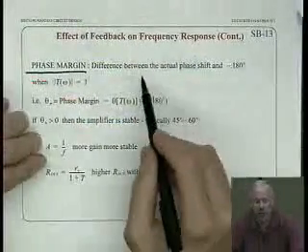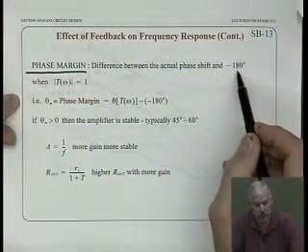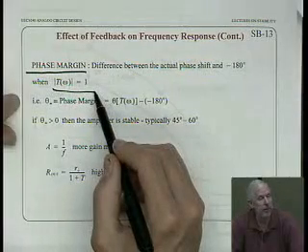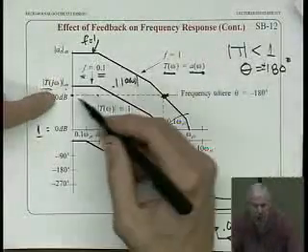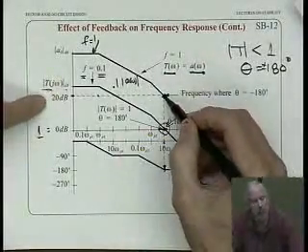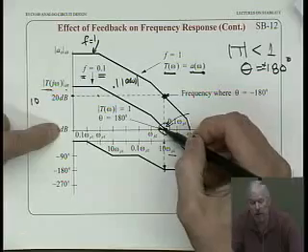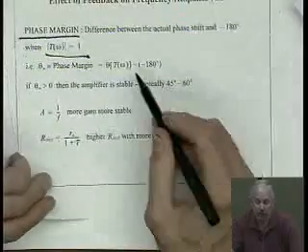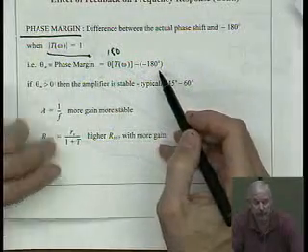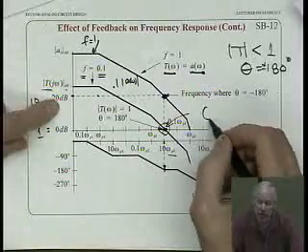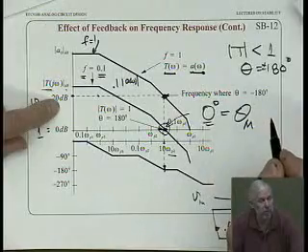Phase margin is the difference between the actual phase shift you have and 180 degrees when the gain's equal to 1. Okay? So in other words, for this circuit, when I set F equal to 0.1, the phase shift at the point where the gain was 1 was 180 degrees. So the difference between 180 degrees and 180 degrees is 0. Okay? So this circuit here with F equal to 0.1 had 0 degrees phase margin. No phase margin at all.